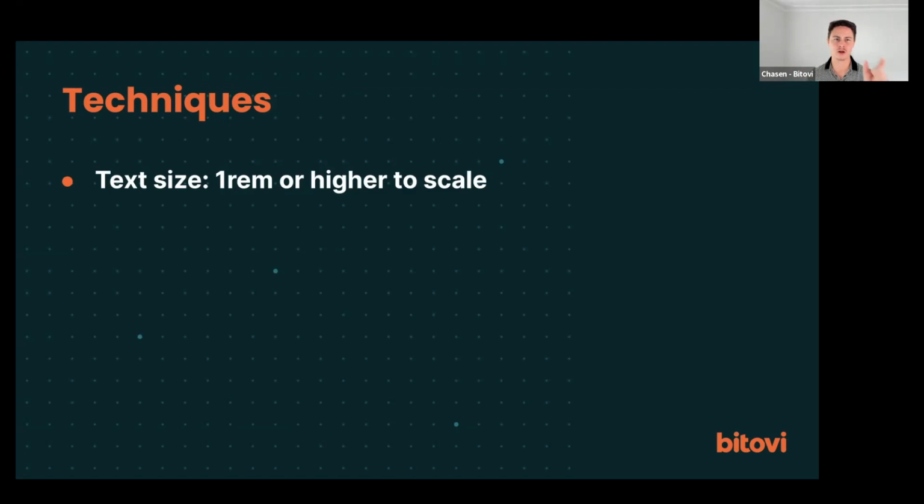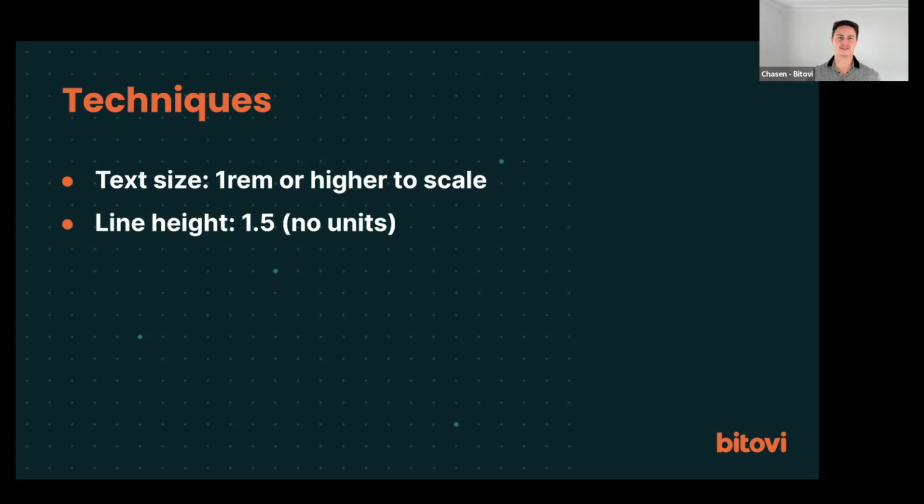So one rem is relative to whatever the base font size is in your browser. By default, I think that means 16 pixels. For someone like me who has my base font size increased to 18 pixels or higher, one rem is just going to map to whatever that base font size is. So I think it's a really good foundation. If you use a rem, it'll be relative to what the user has set, and you can scale from there.